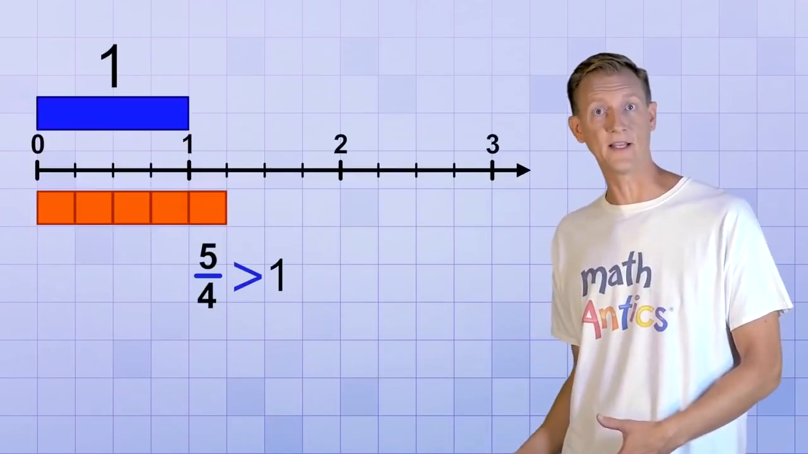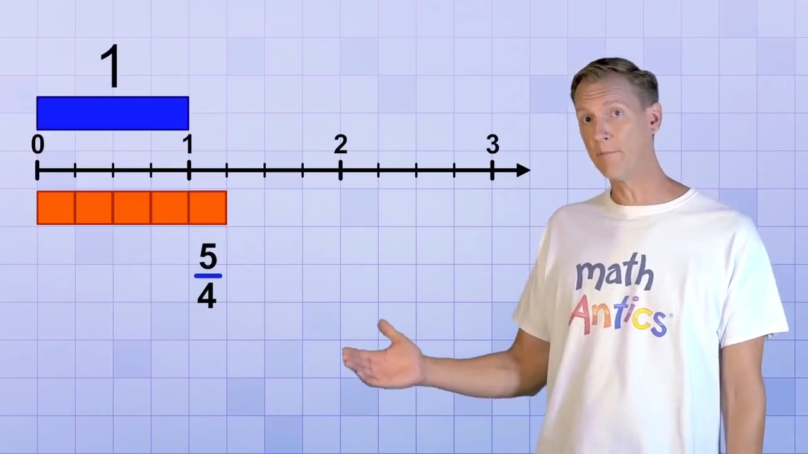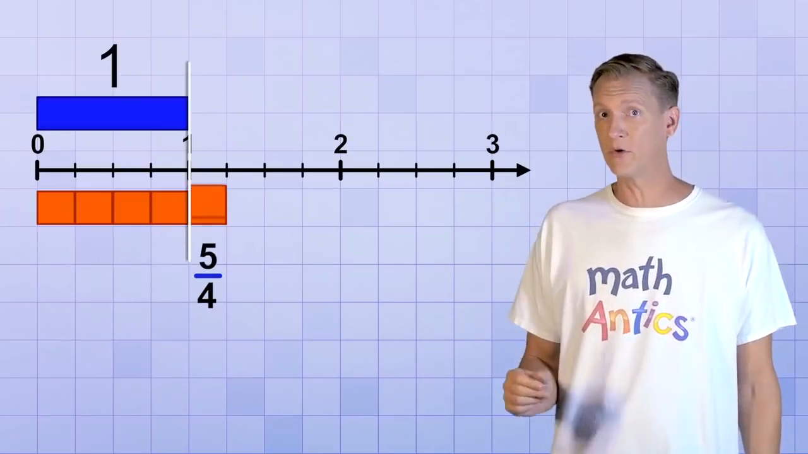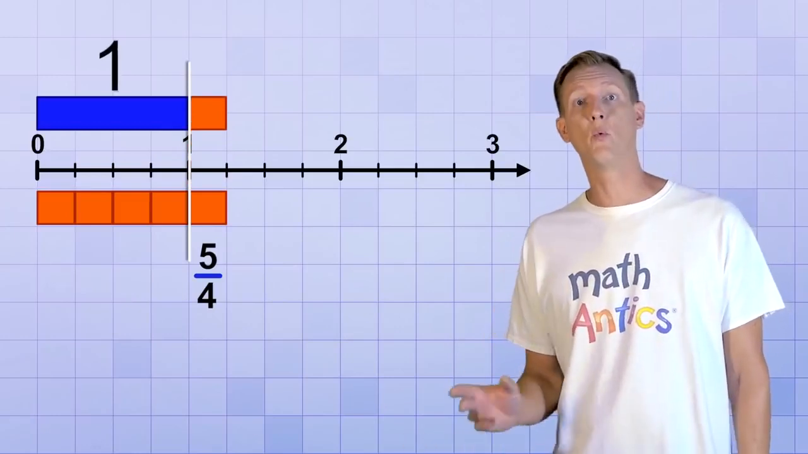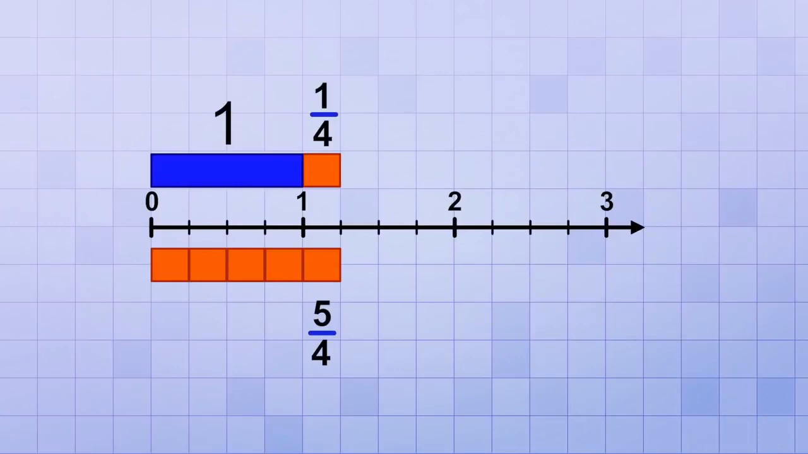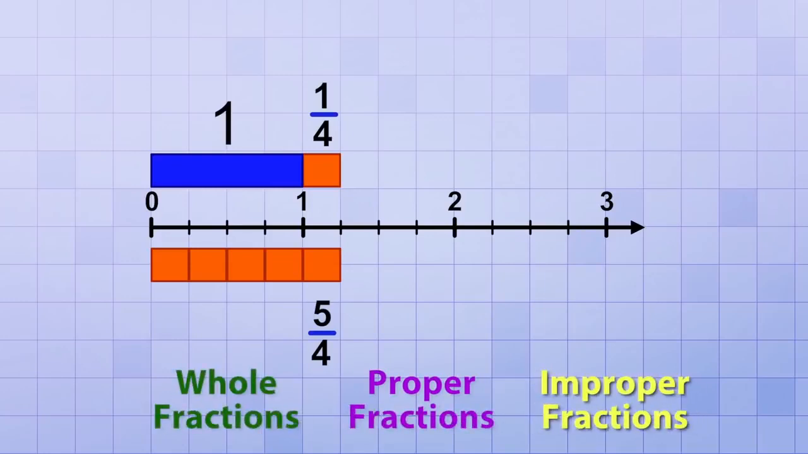In this particular case, how much greater than 1 is it? Well, on the number line, we've gone past 1 by the fractional amount 1/4. So 5/4 turns out to be equivalent to 1 and 1/4. Have a good look at this diagram for a minute, because it shows us something really important about how proper fractions, improper fractions, whole fractions, and mixed numbers all relate to each other.